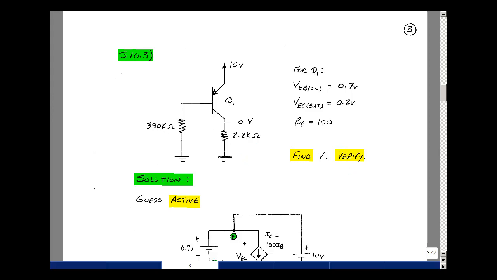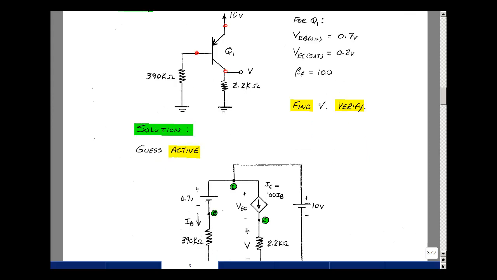Let's guess active and put the model in. To do that, I need to identify the nodes. Here's my emitter, here's my base, and here's the collector. I have 10 volts back to ground. Between the emitter and the base, I have a battery, plus by the E, minus by the B, a V sub EB on of 0.7. Between the emitter and the collector, I have a current source of beta F I sub B. It's also the collector current, and that's the voltage across the emitter collector.